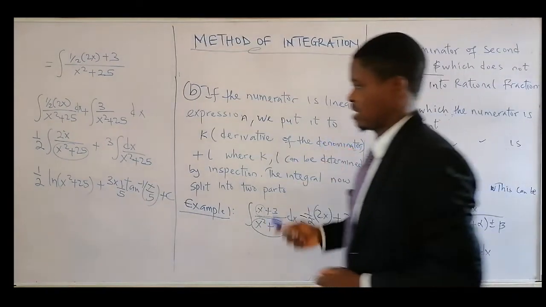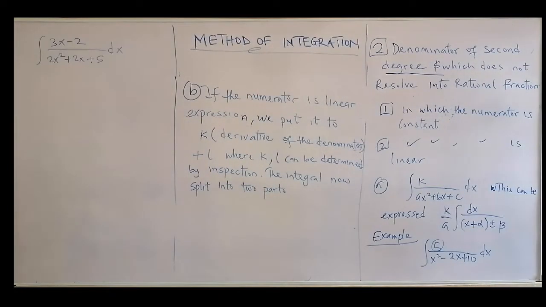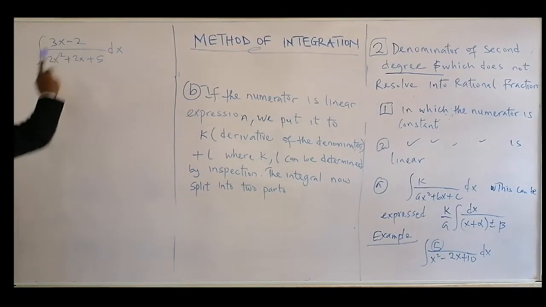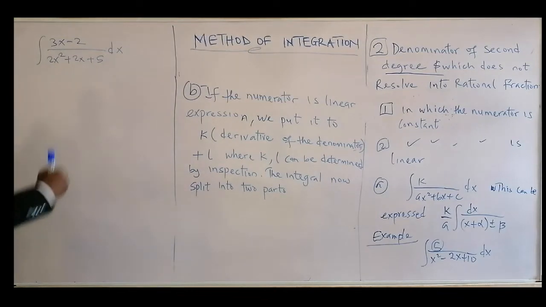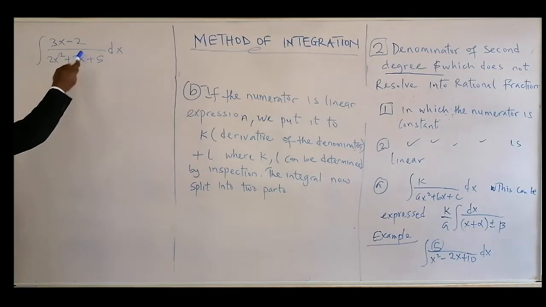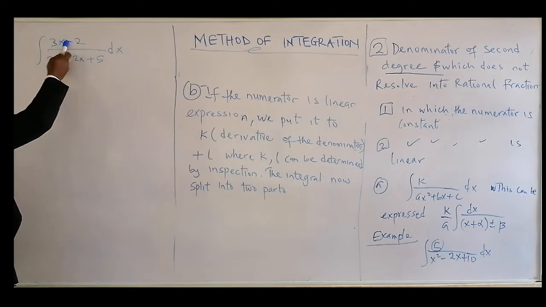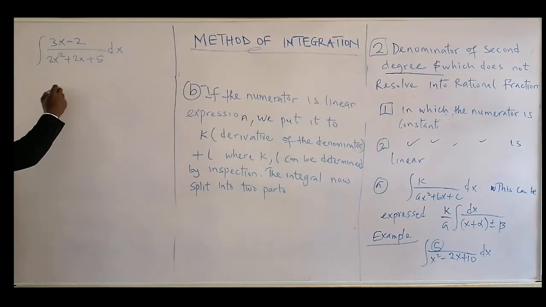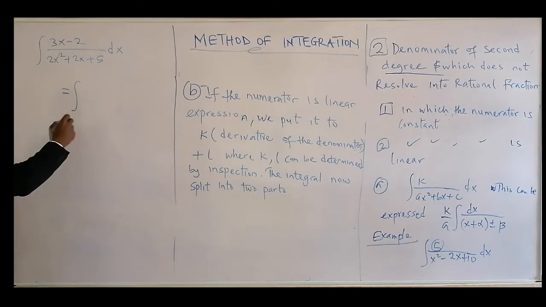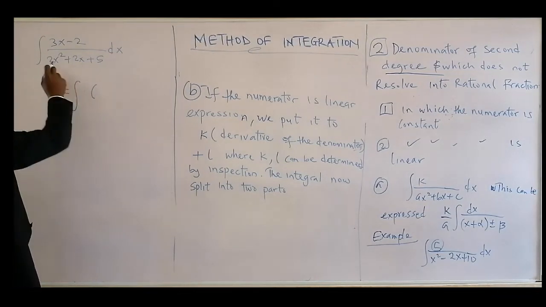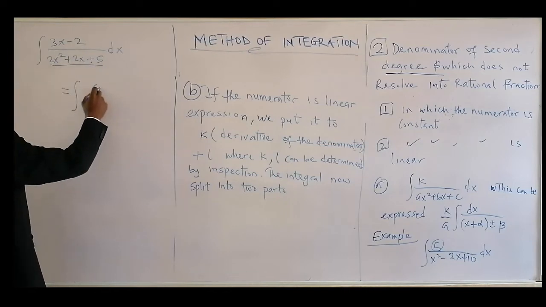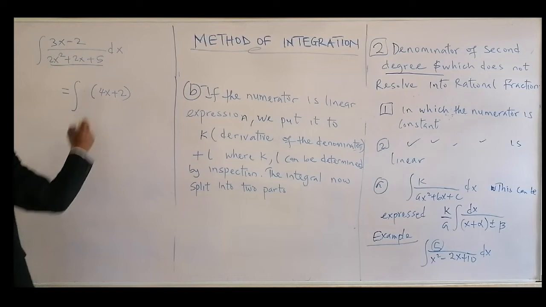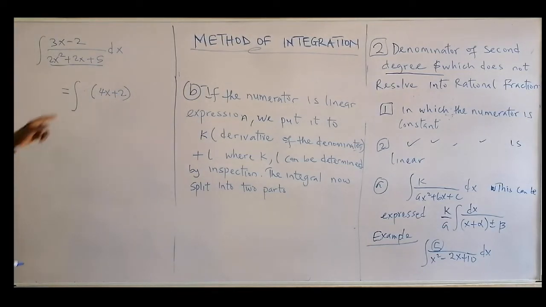So let's take one more question on this aspect. The question we're having now is the integral of 3x minus 2. Okay, if you check it well, you realize that the derivative of this one is not equal to this, and you cannot even manipulate it. So we just have to fall back to this method. That is going to be equal to the integral of, I don't know my k, but let's get the derivative of this one, which is equal to 4x plus 2.